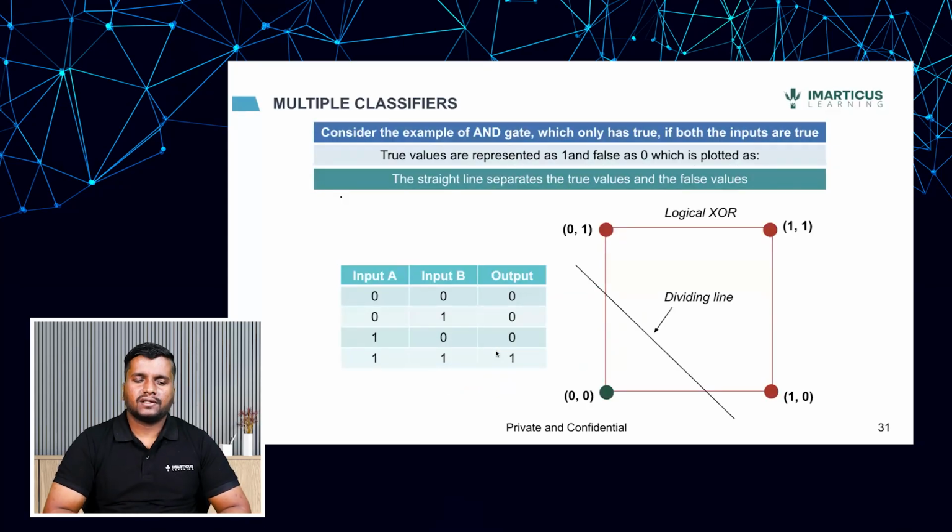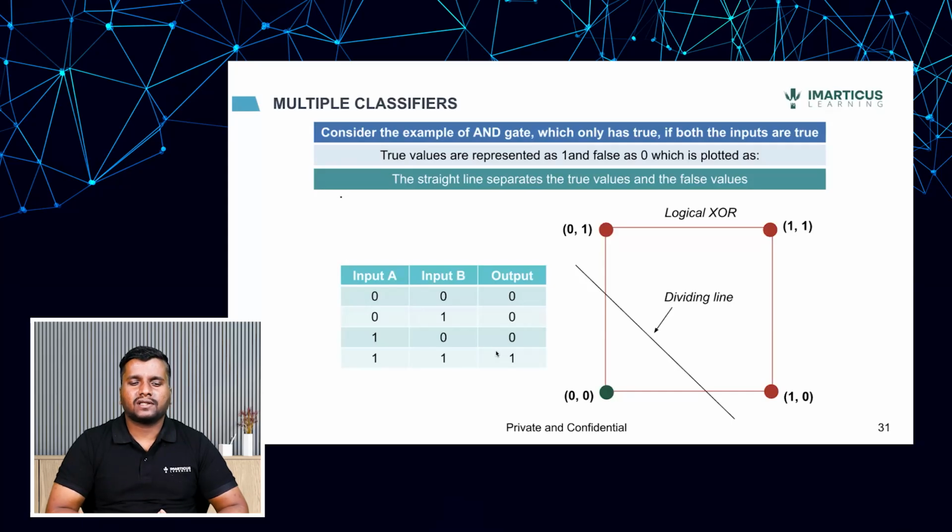Now let us consider the example of an AND gate, which only has a true value if both the inputs are true, and let us try to understand it with the help of this tabular arrangement of data. In this AND gate we have input A and input B. If the value of input A and input B is 0 0, both the values are 0, so the output is going to be 0. If it is 0 1, one side is 0 and the other side is 1, so as per the AND gate the output has to be 0. It has to be 1 1 in order to be true.